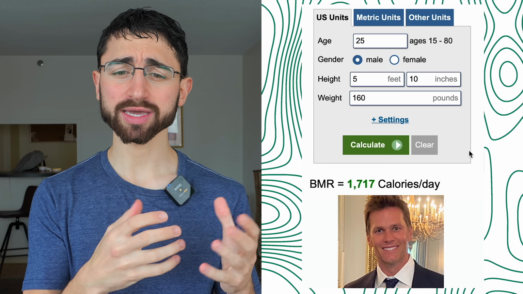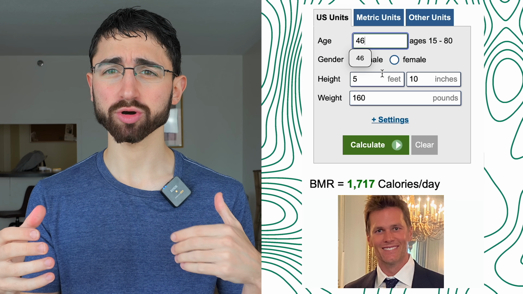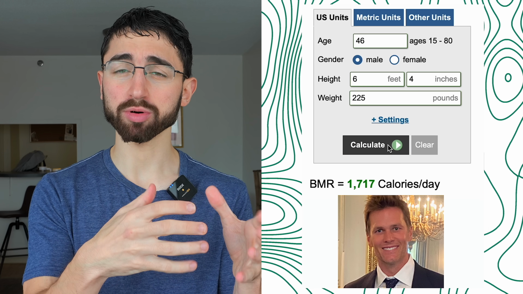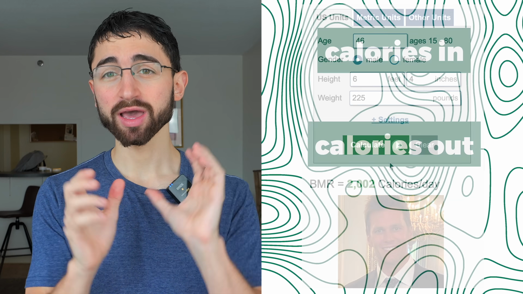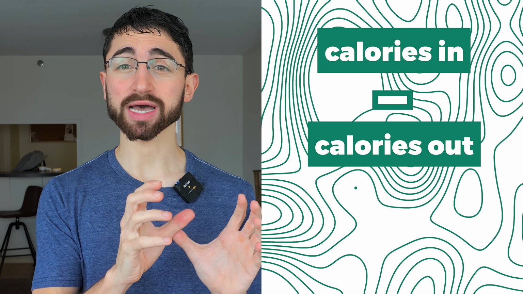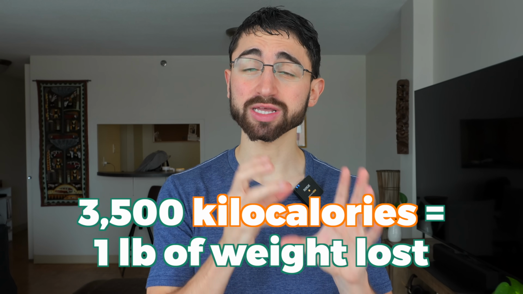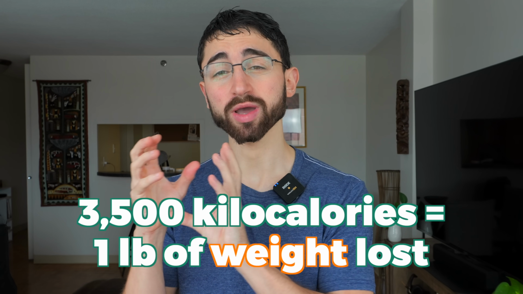You can go online, get a basal metabolic rate calculator, put in your age, your weight, your sex, and maybe get a rough output. Then tack your activity on top of that, then subtract calories in from calories out, and then you have a deficit, right? Or a surplus. But then, what do you do with that deficit or surplus? Well, the obvious functionality is to use it to predict weight gain or weight loss. And the heuristic you hear again and again and again is that 3,500 kilocalories equals 1 pound of weight lost.